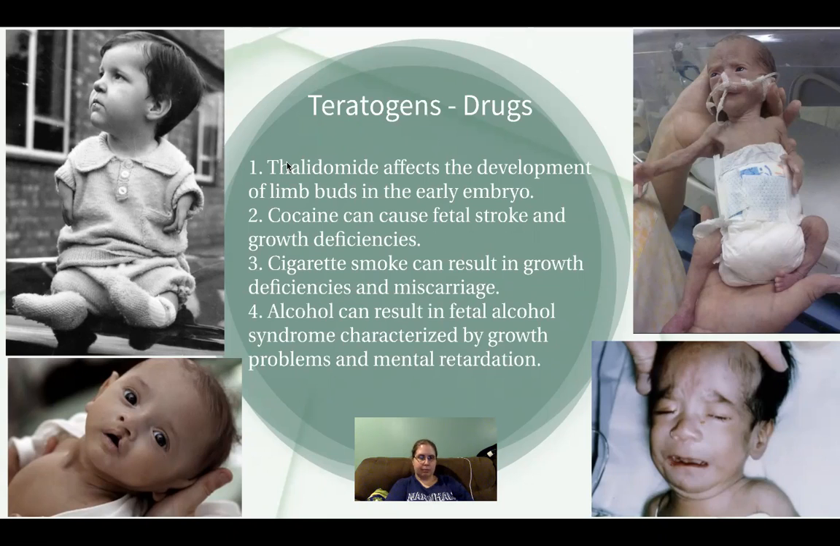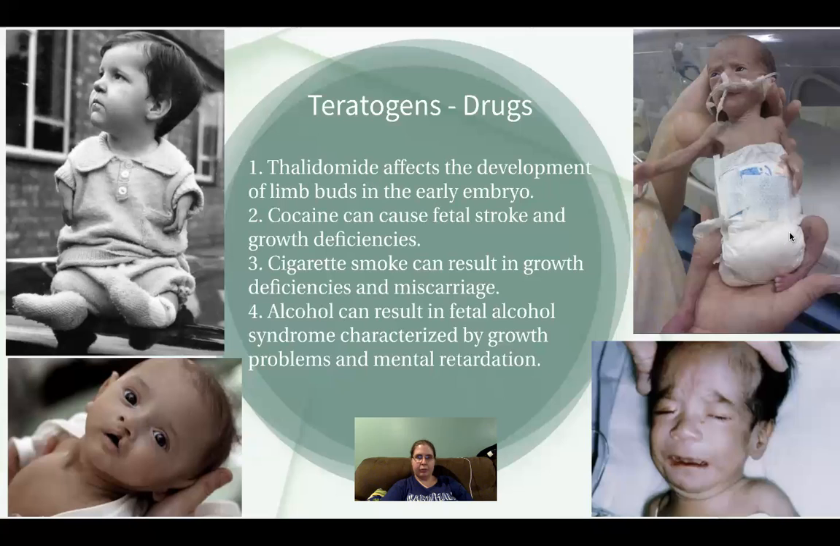Cocaine, drugs in general are typically bad. They can cause fetal stroke. They can also affect the growth of babies. So a lot of times babies can be born already addicted to drugs like cocaine, and they'll be very small. You can tell by how tiny this baby is. And now that baby has to go through withdrawal. It's not easy for an adult. Now a baby's got to do it.